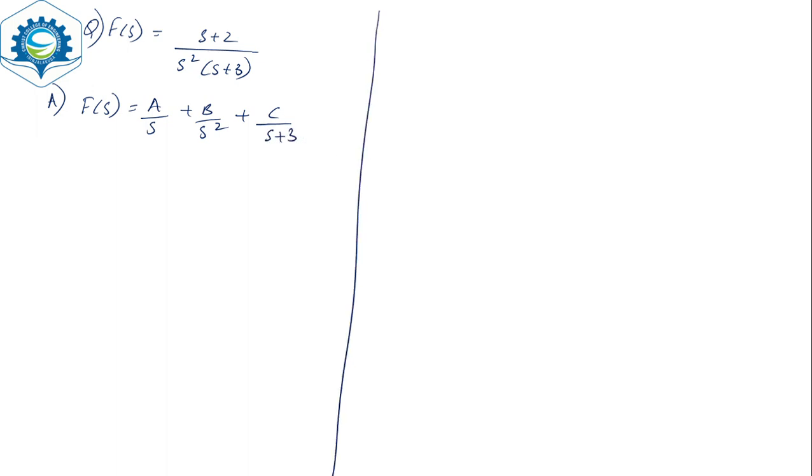Now suppose your function was like this: s plus 2 divided by s into s plus 3 the whole square. In that case, how will you carry out the partial fraction expansion? In such cases, you will take it as a by s plus b divided by s plus 3 plus c divided by s plus 3 the whole square. So I hope this concept is clear. This is how you're going to do problems which consist of a whole square term, that is s plus 3 the whole square, or it can be an s square.